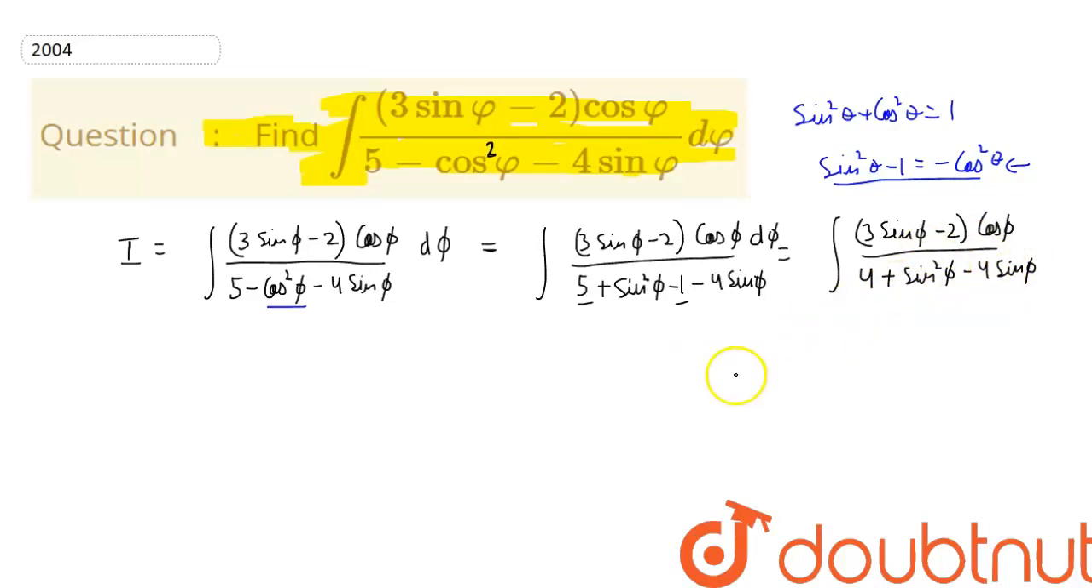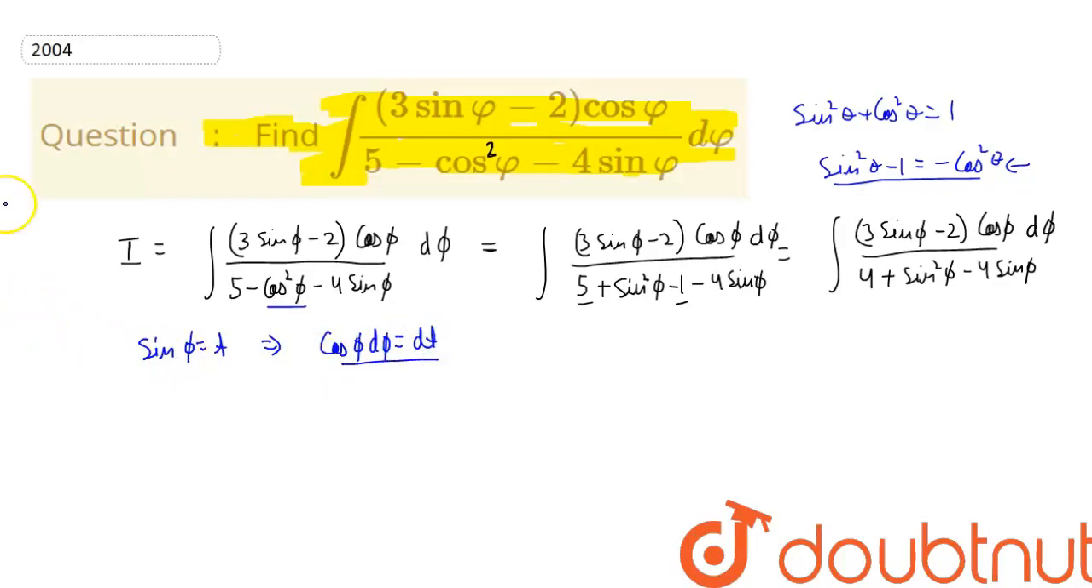Now after this we are going to solve this integration by using the substitution method. So for that we are going to assume that sin phi is equal to t, and here we forgot to write the d phi. So now we are going to substitute that sin phi is equal to t. If we take the differential on both sides of this equality, then we get the differentiation of sin phi is cos phi. So here we have cos phi d phi would be equal to dt.